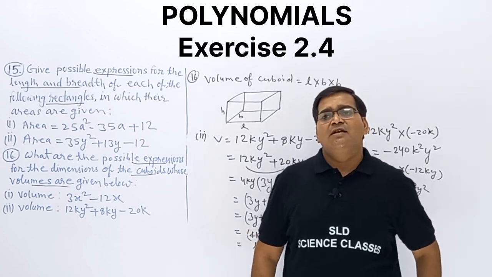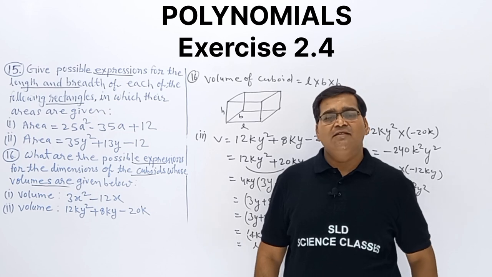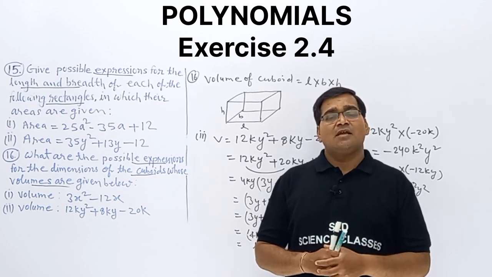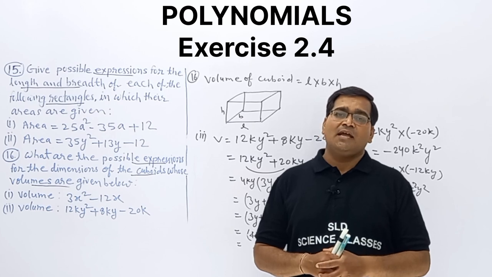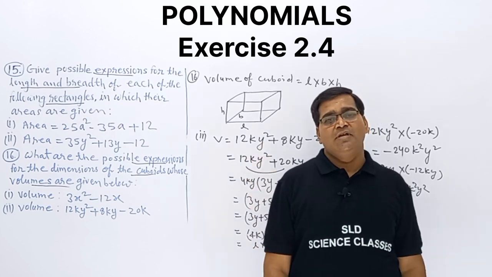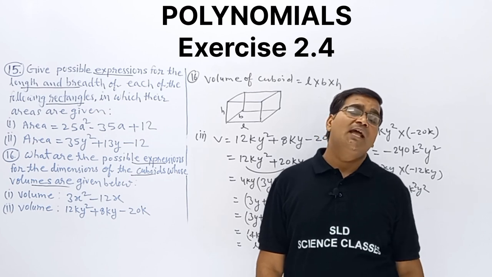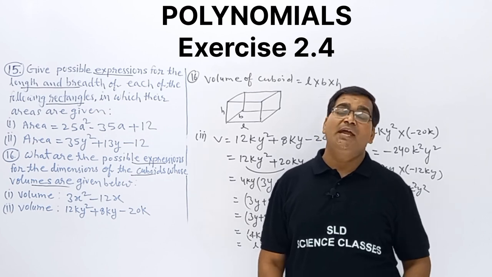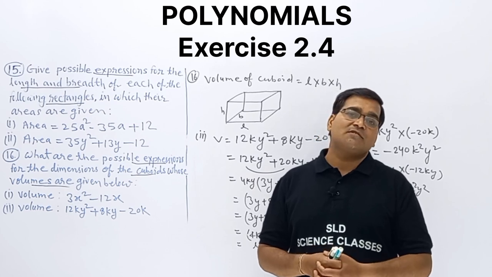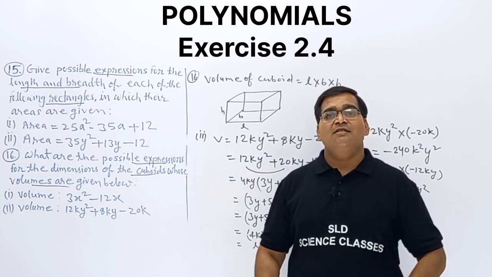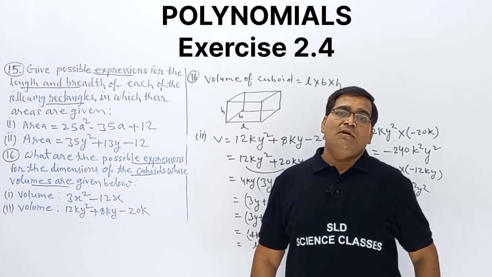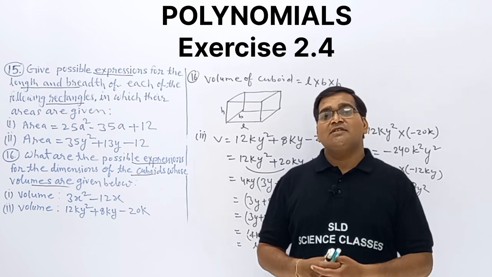Polynomials is chapter 2 of 9th standard. There are 4 exercises, and the last exercise, 2.4, is based on algebraic identities. So 8 identities are there. We solved all the questions, so you can revise these classes and practice more and more, then you can understand all the things.